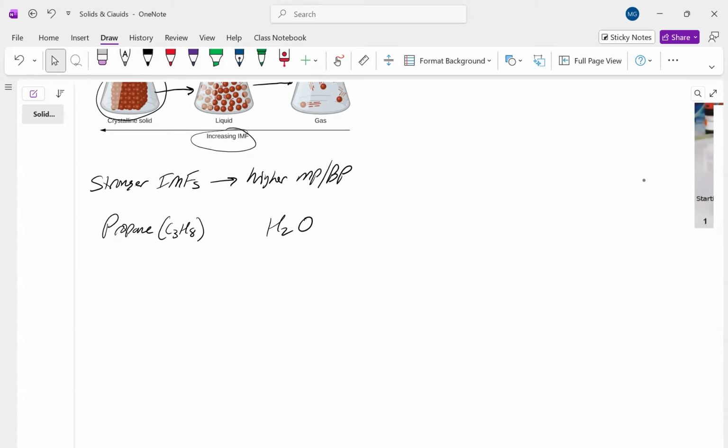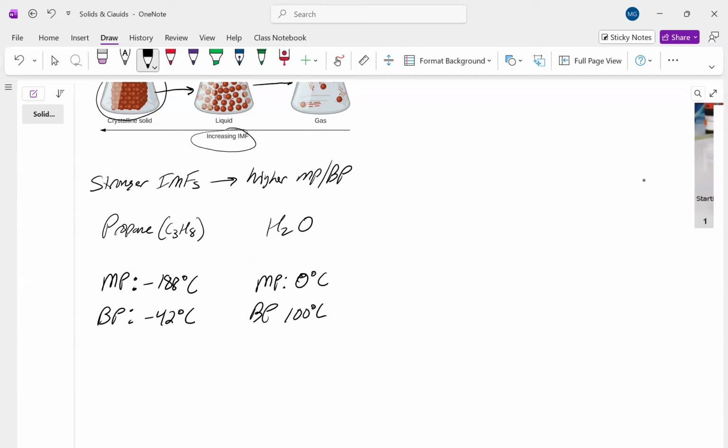You might have noticed me say propane is a gas. And in fact, at room temperature, propane is a gas. Its melting point is very low. Solid propane freezes at negative 188 degrees Celsius and it boils at negative 42 degrees Celsius. So at room temperature, it's a gas. Water, on the other hand, has a melting point of 0 degrees Celsius and a boiling point of 100 degrees Celsius.